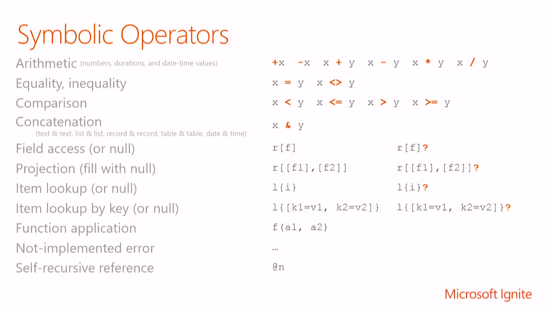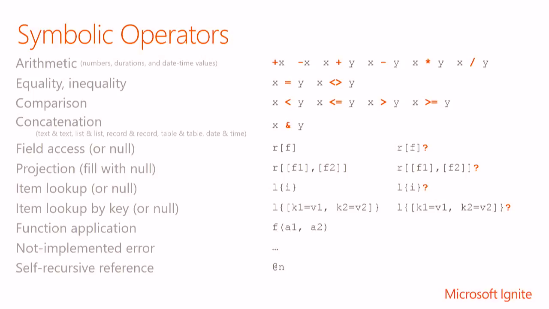And there's a bunch of different syntax. This is more for reference than anything else. The two interesting ones that I'll call out are the ampersand, which means concatenation. This means you can concatenate two strings together. You can also concatenate lists. You can concatenate tables and records. You just basically glue these things together.